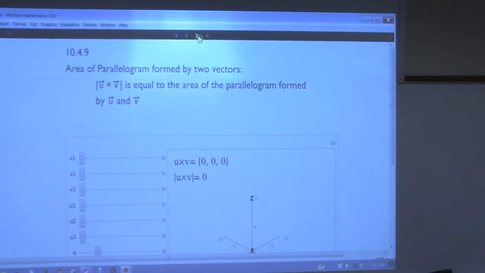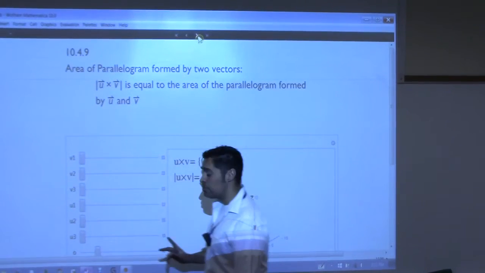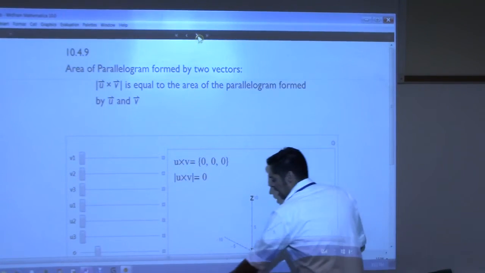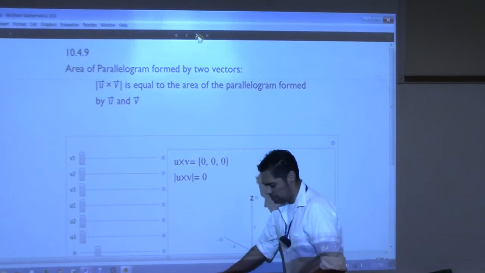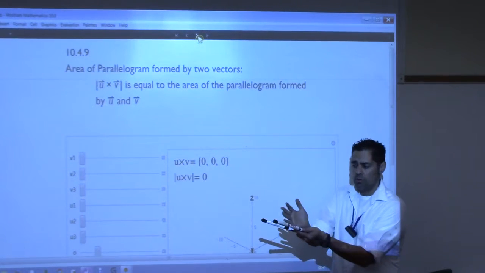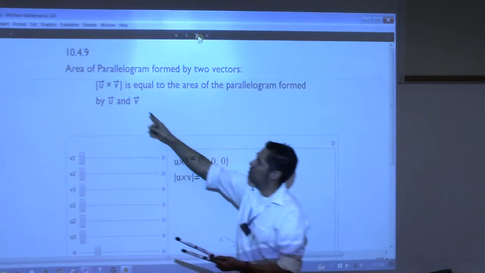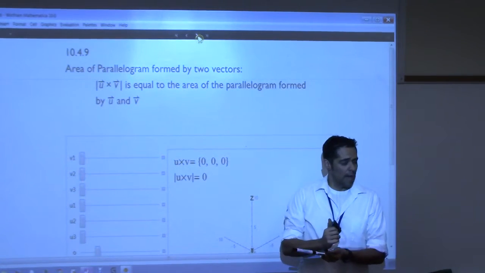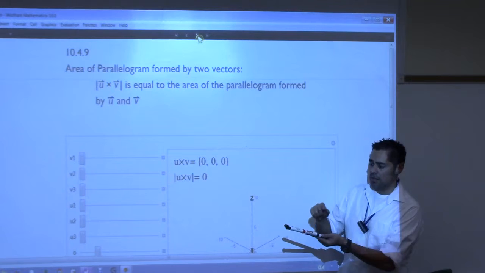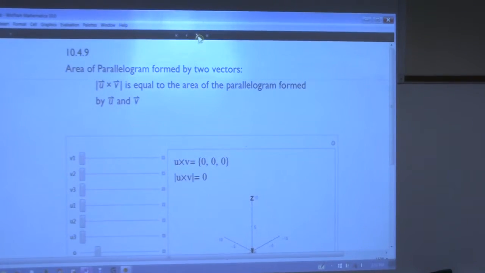Now, there is a geometric meaning to the magnitude of the cross product, and this is really kind of cool. If you were to take two vectors and cross them, right-hand rule, you get this vector that sticks out that's perpendicular. The length of that vector has meaning to it. How long that vector is that's sticking out has meaning. The meaning is this: it is the area of the parallelogram formed by the two vectors.